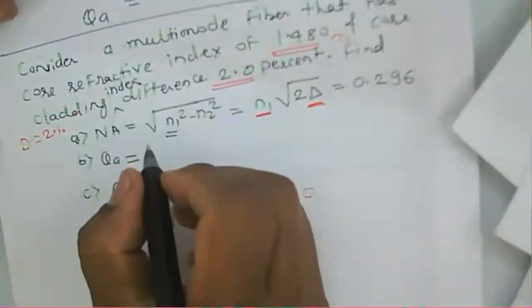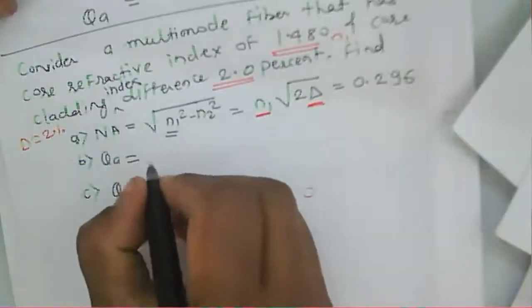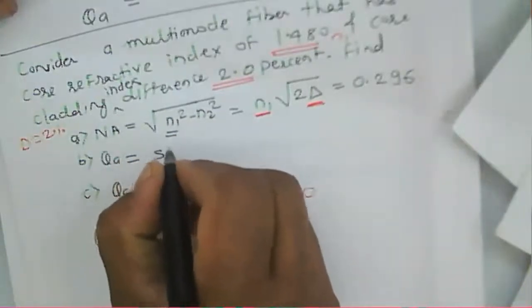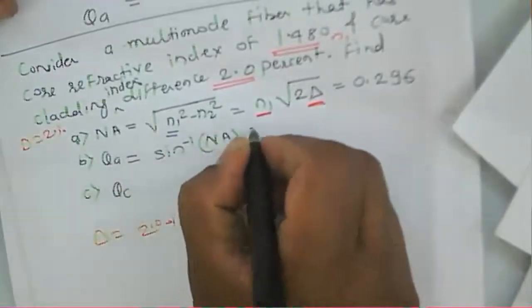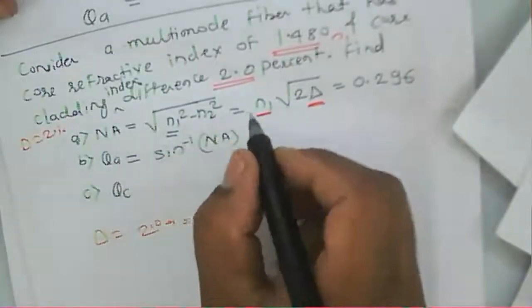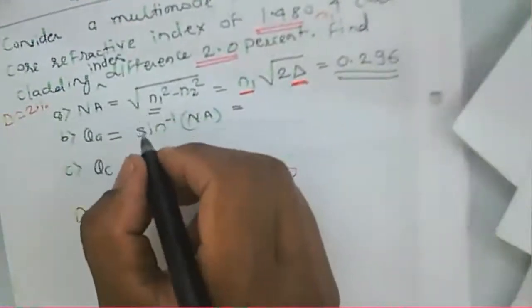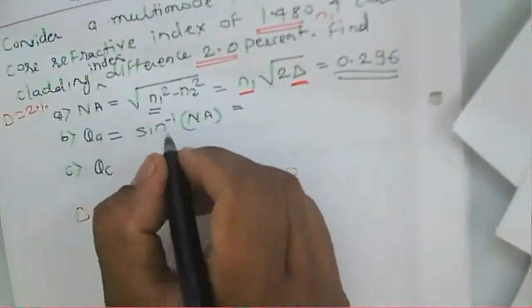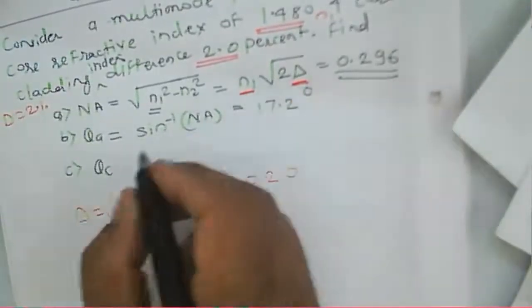Next, the acceptance angle in the air, that is theta is equal to what? Sine inverse of the numerical aperture. We obtained the numerical aperture value, that is 0.296. Put that 0.296 here, you will get theta A, that is about 7.2 degree.